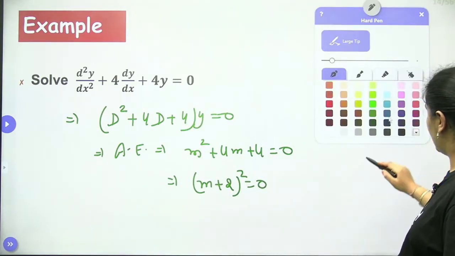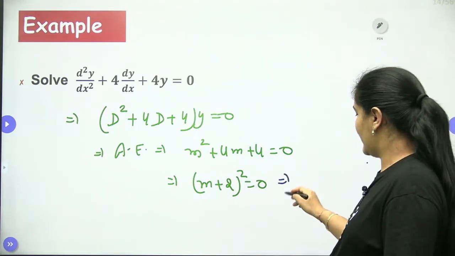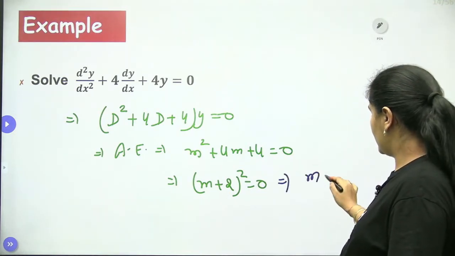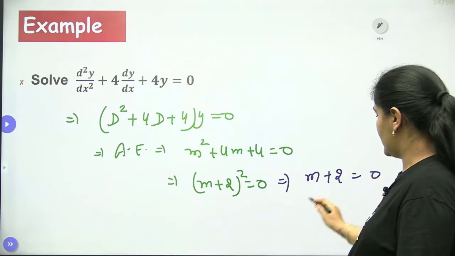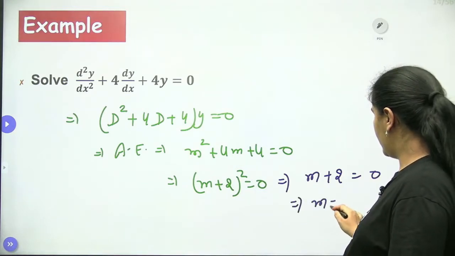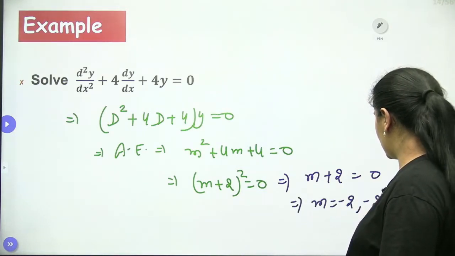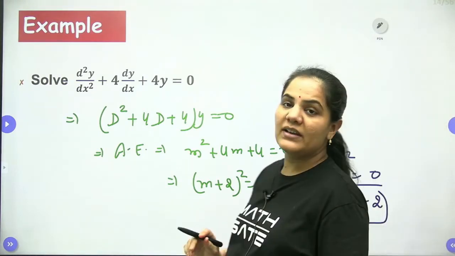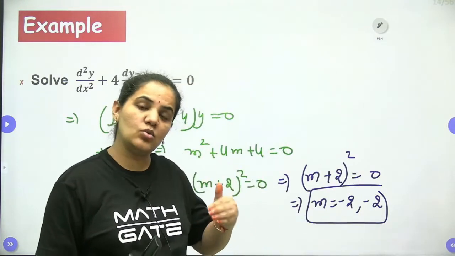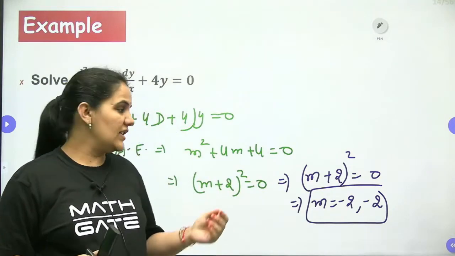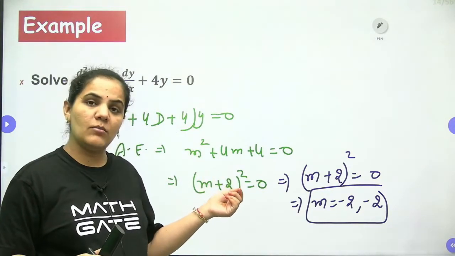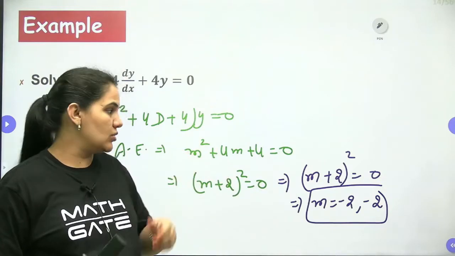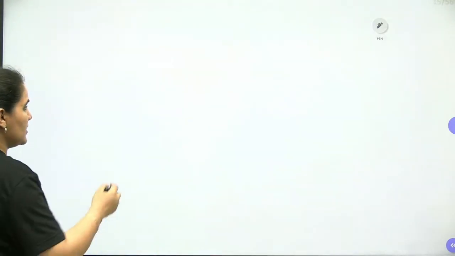So we can proceed like this. This is nothing but the whole square, dear students. So we can find the roots as m + 2 = 0 and m + 2 = 0, so m = -2 and -2. Hence we have equal roots in the form of -2 and -2. Is it clear, guys? Okay, now let's proceed to the solution.